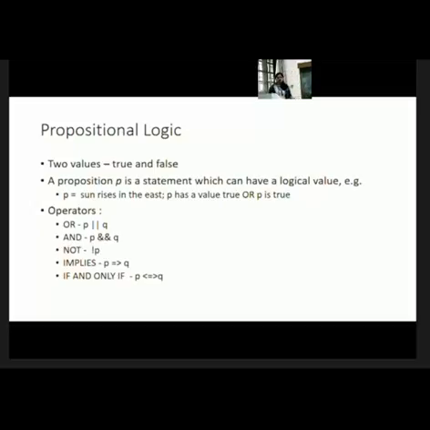P and Q is true when both P and Q are true. Not of P is true when P is false. That is, you flip the logical value of P. Implies is false only when P is true and Q is false. I'll show the truth tables for that, just bear with me for a while. Then if and only if is true only when both P and Q are true or both P and Q are false, otherwise it's false.